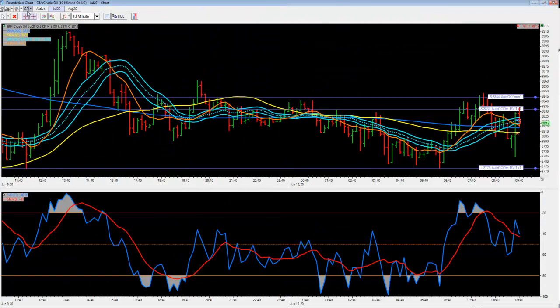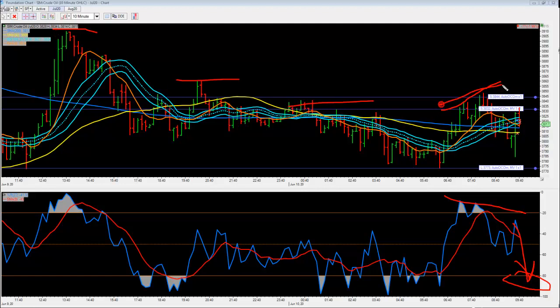So you have, get the screen draw tool out, show you a little bit easier. We have this. Should see this down here. Barely crosses over. This is a test, in my humble opinion.